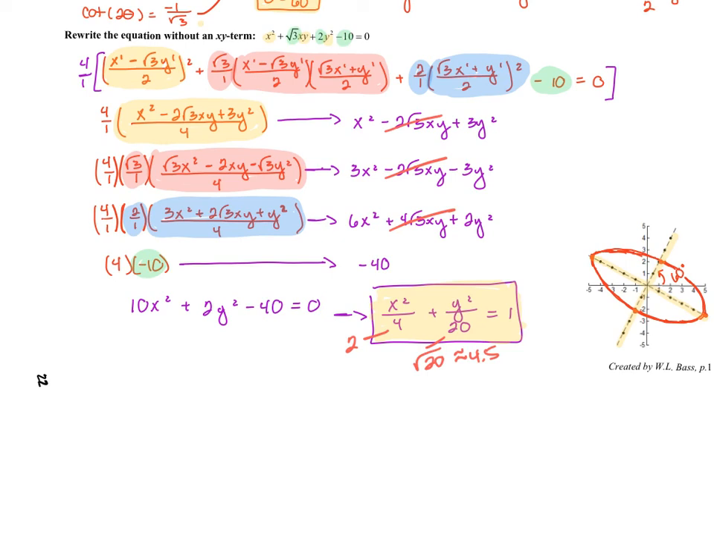So you can see that's exactly what I did over here. I went 2 in each direction on the x, and I went about 4.5 in each direction on the y, and I have my rotated conic. And if you type this conic, the original one, into Desmos, it'll look just like that.